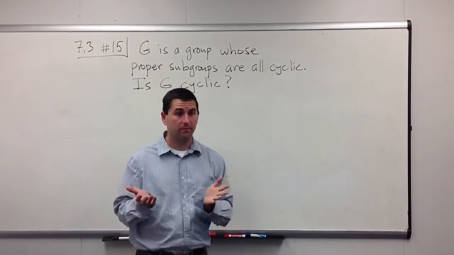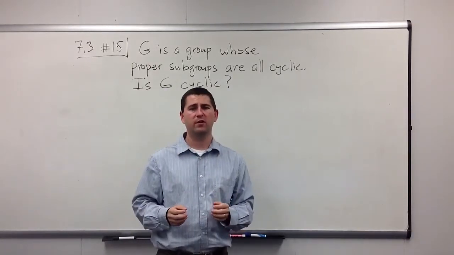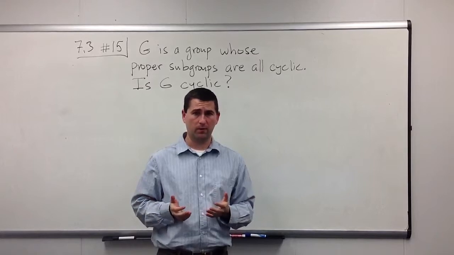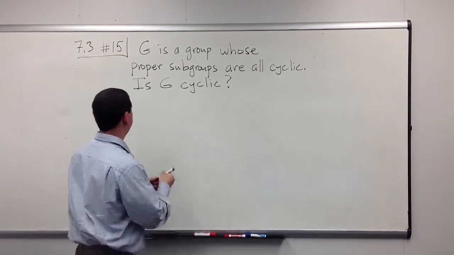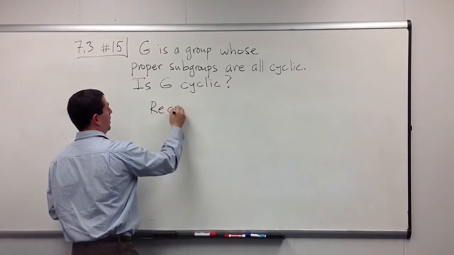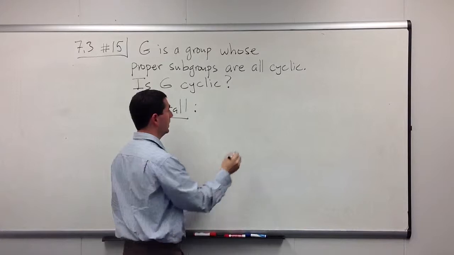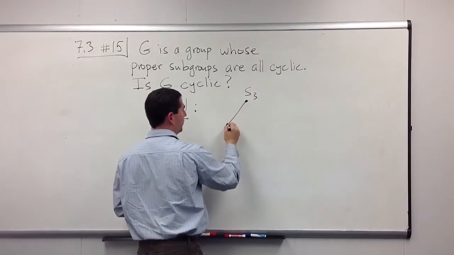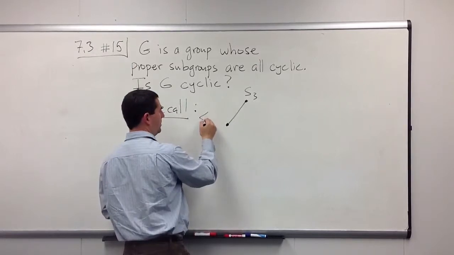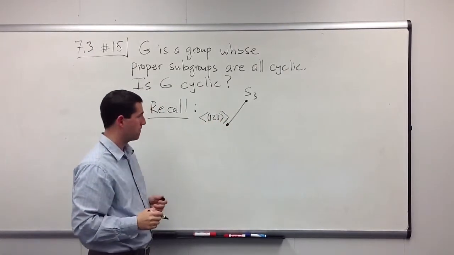Well, in class, I told you the best group for finding counterexamples is a symmetric group, particularly the one of order 3. So let's take a look at what happens. Recall in class, we wrote down the subgroup lattice for S3. You have S3 at the top, you have a subgroup of order 3, generated by the permutation (1 2 3).